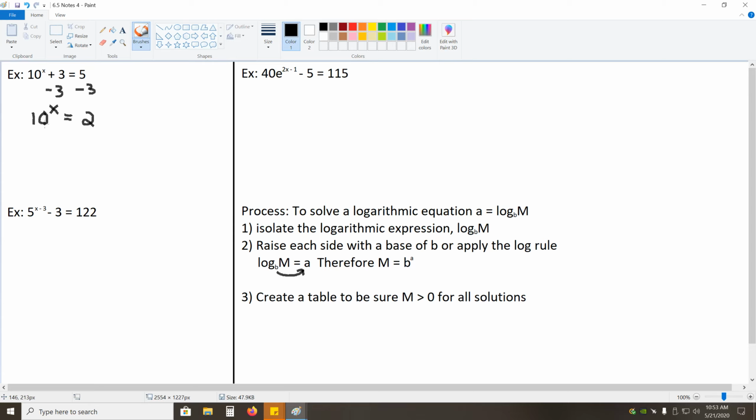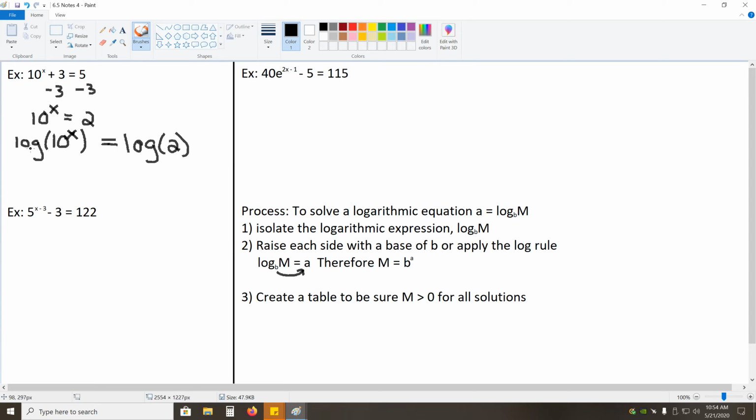And now from here, we need to get rid of this base 10. So we need to take log base 10 of each side of the equation. Remember though, log base 10 is just log. We don't write the base 10. So we're taking log of 10 to the x, and we're setting that equal to log of 2.